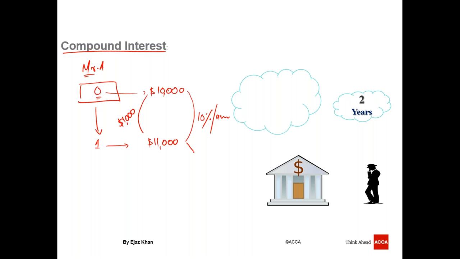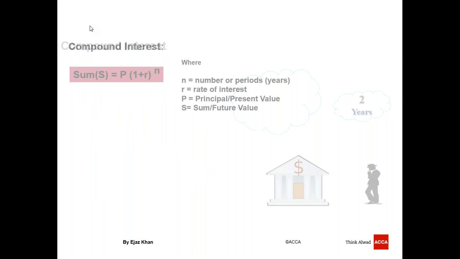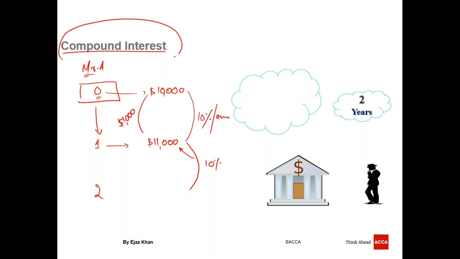If he keeps this amount invested for the next year as well, he will get again 10%, but this time this 10% will be of 11,000 since it's a compound interest. So in case of a compound interest, every year the interest will be compounded. So it will be 10% of 11,000, which will be equal to 1,100. So after the end of the second year, this total value of investment will reach $12,100.